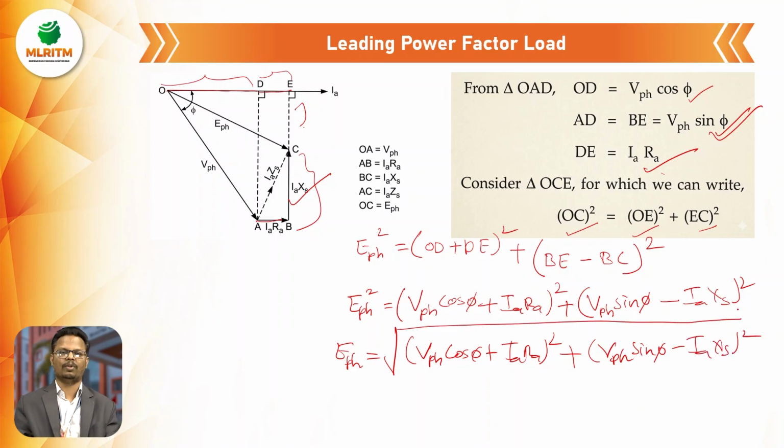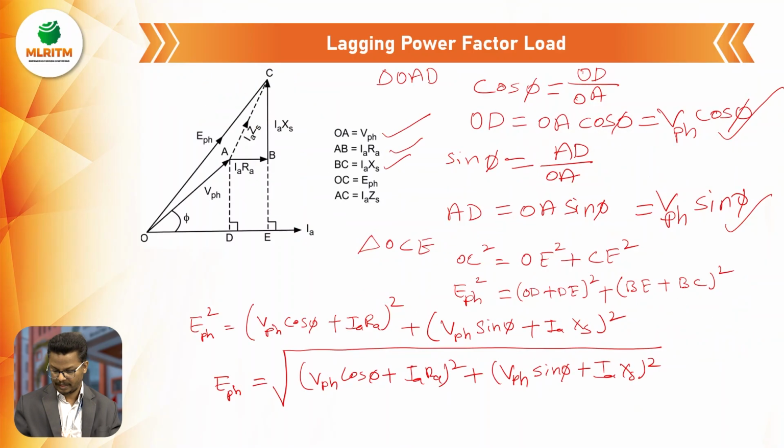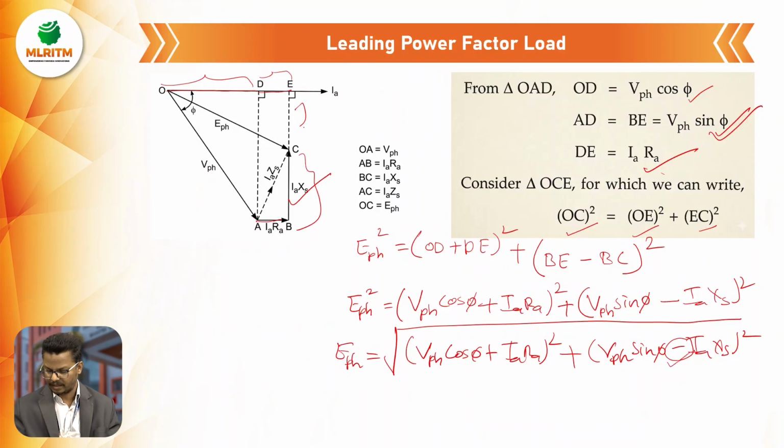If you observe both the equations, there is a small change for lagging and leading. For leading, we observe the negative, and for lagging, it is plus. For lagging, the sign will be plus; for leading, the sign will be negative. So these are the two derivations for lagging and leading.